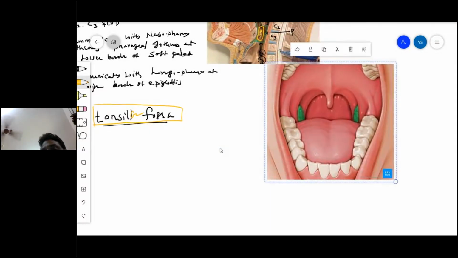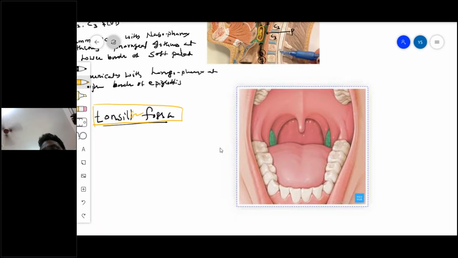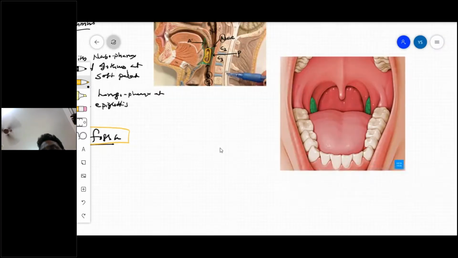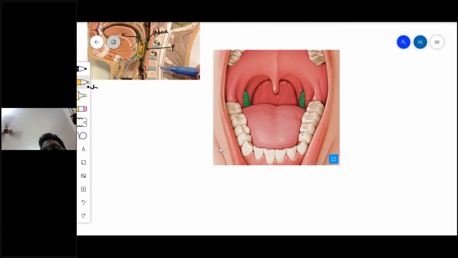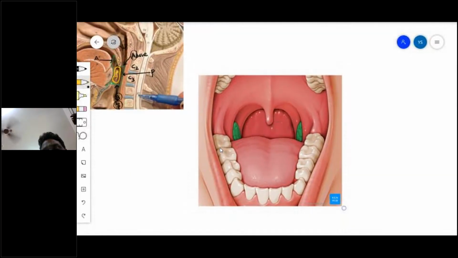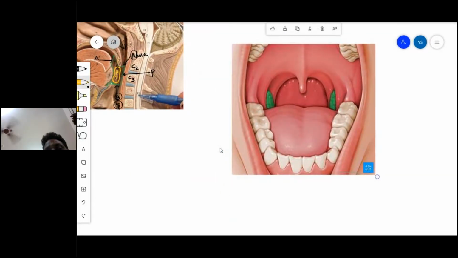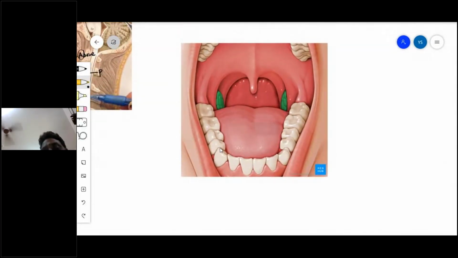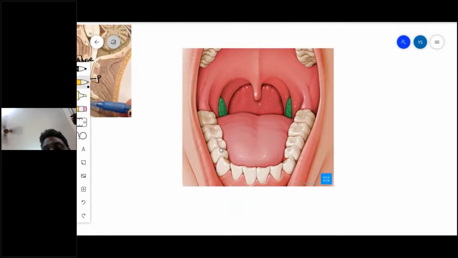So if you see this picture, I'm showing you one picture here. Can you see this picture? So in this picture, whatever you see green color glandular structure, that one is the palatine tonsil. Palatine tonsil. We can see its boundaries in this same picture.